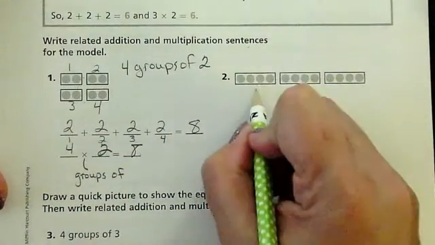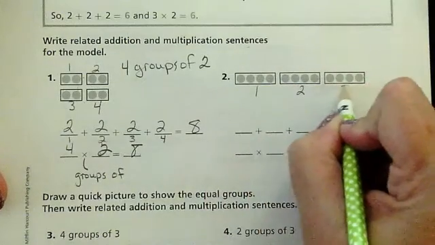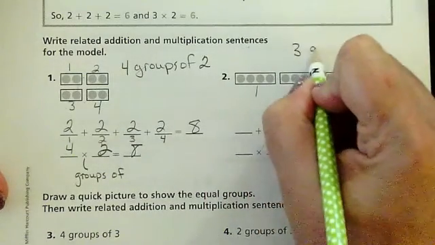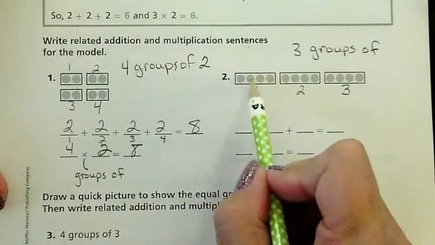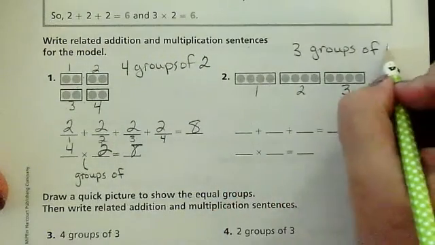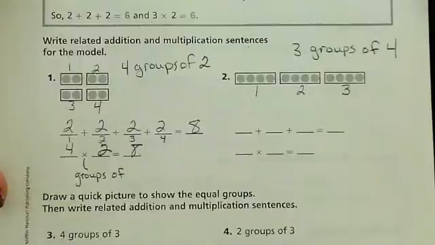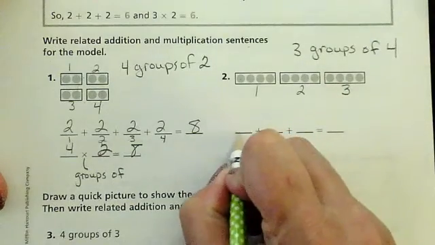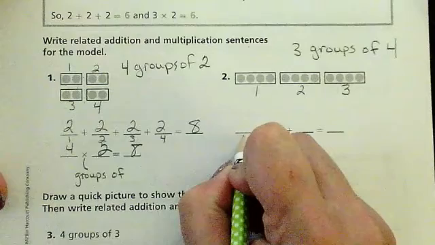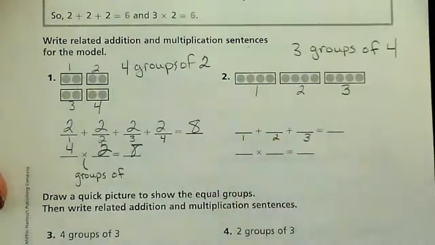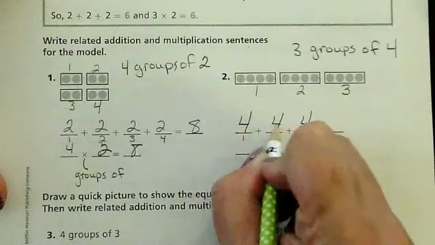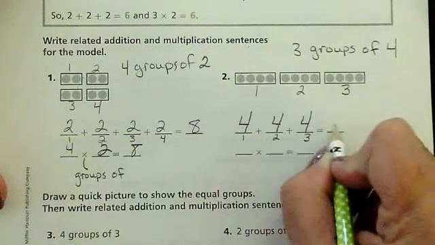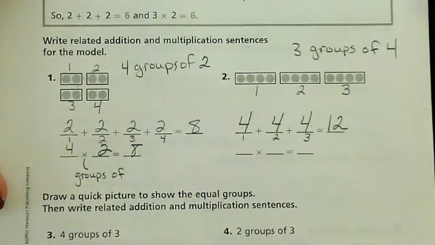First, I need to figure out how many groups I have. I have 1, 2, 3 groups. So 3 groups of, how many are in each group? 1, 2, 3, 4. I have 3 groups of 4. So how am I going to write this down here? Well, each one of these lines in repeated addition is for my groups. I have 3 groups of 4. 4 plus 4 is 8, plus 4 more is 12.